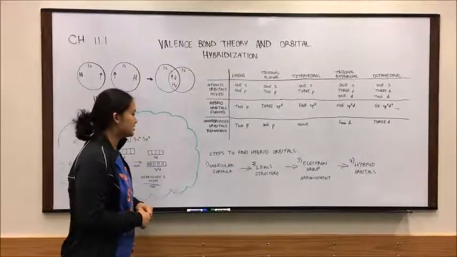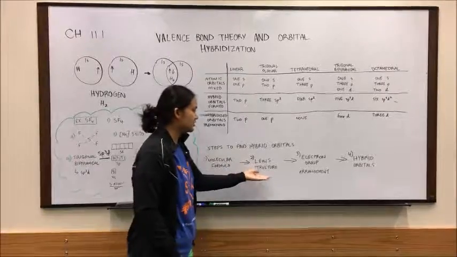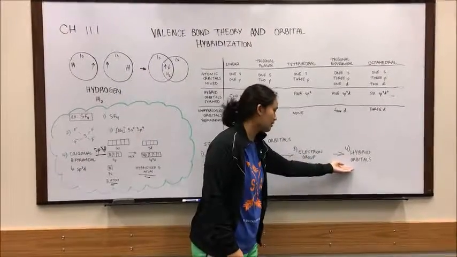And in order to find hybrid orbitals, these are the steps. Step 1, molecular formula. Step 2, Lewis structure. Step 3, electron group arrangement. And step 4, hybrid orbitals.